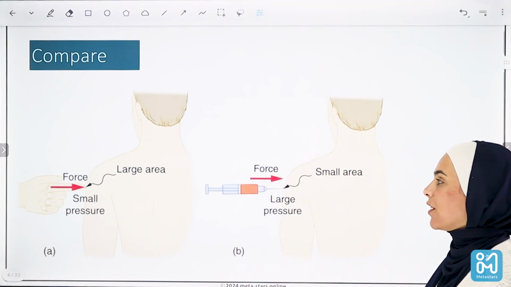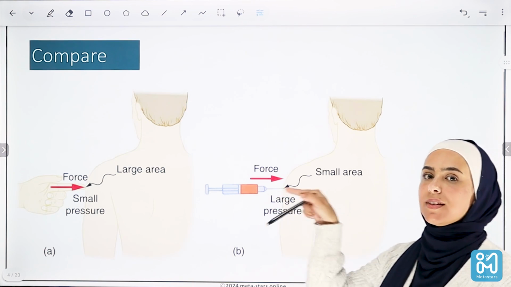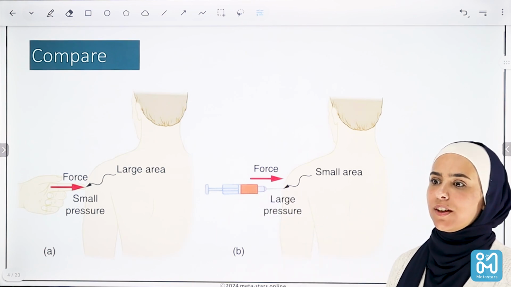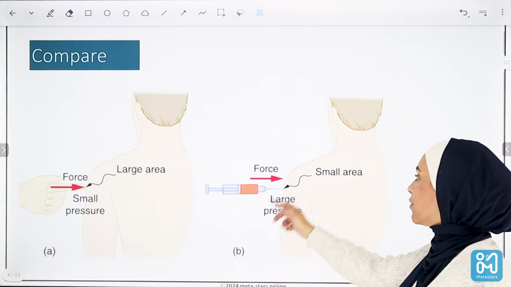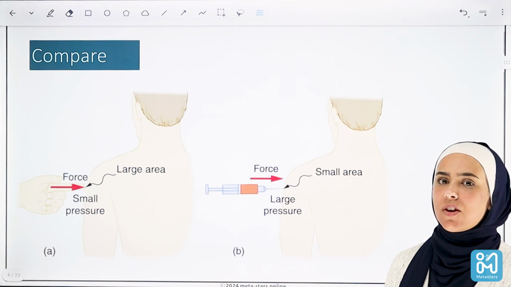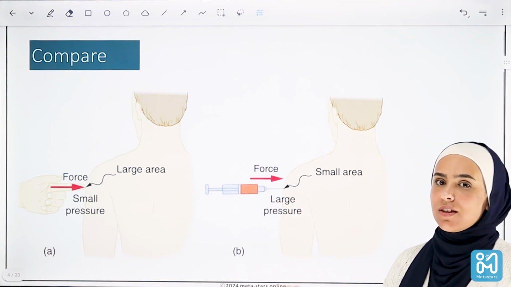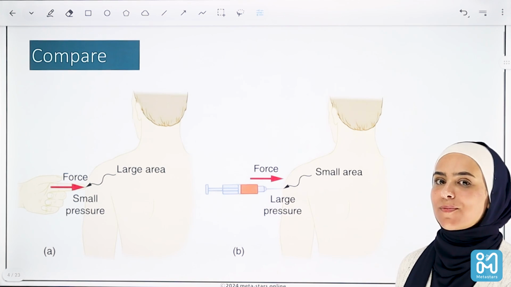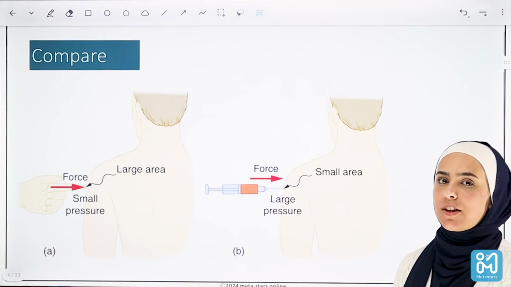This is one important thing that I should mention when I'm talking about pressure. When you are poking someone using your finger, it doesn't hurt like poking using a needle, okay? What's the difference? Why is it really painful using a needle and not painful using the finger? The difference is the pressure. Do you know why? Even though the force is equal.